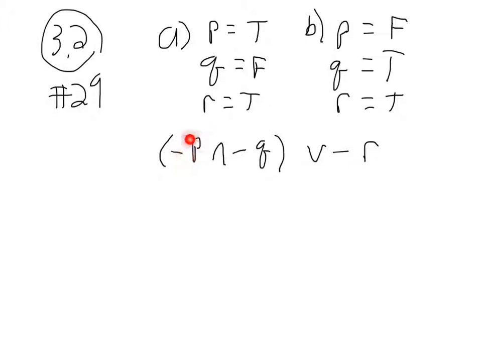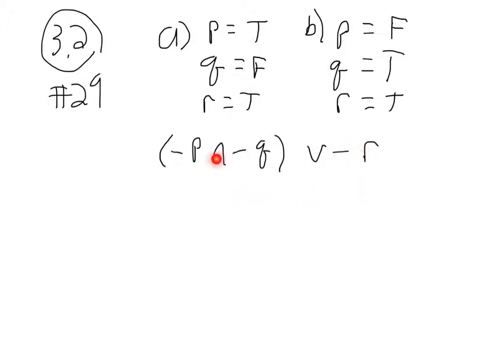Well, this is not P and not Q. It's in parentheses, which means you should do this first. And then we have OR, not R. So I'm going to come down here and put these values in here. Now down here it's not P. P is true, so the opposite, not P, would be false. So I'll put false here. Q, this is not Q. Q is false, so not Q would be true.